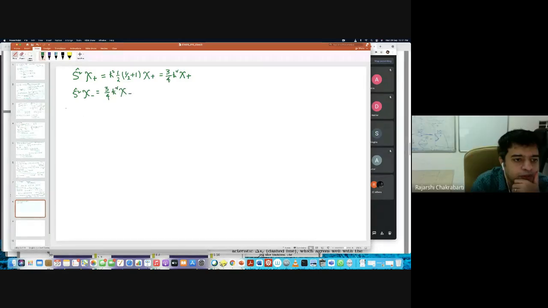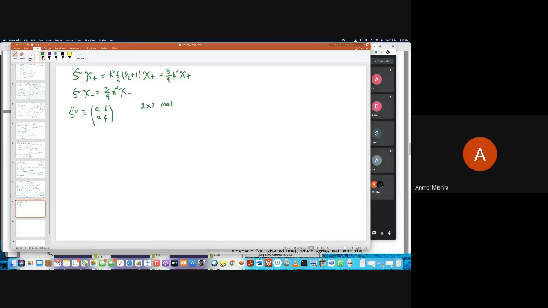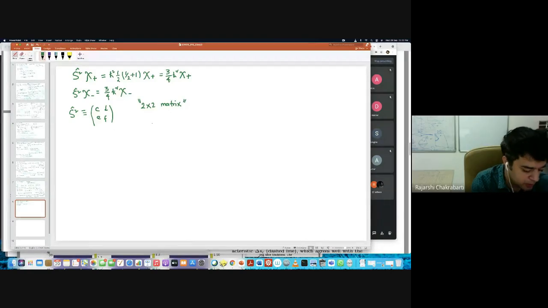Now, how to represent this? What if I now say S square is given by a matrix, like C, D, E, F? How can you find these matrix elements? I'm just representing this operator with a 2 cross 2 matrix. How can you find the matrix element? Multiply this by the chi plus and chi minus and then get the value. Yeah, very good.